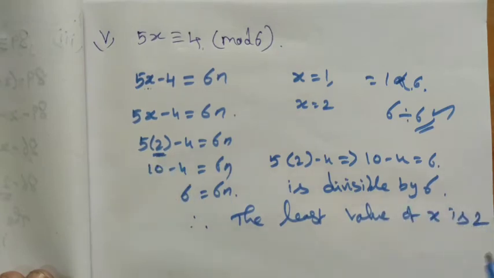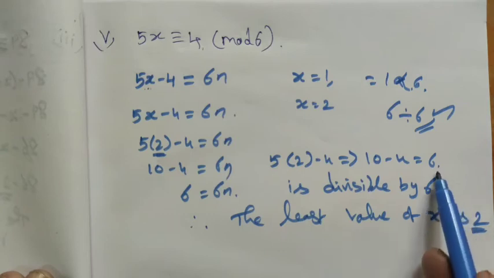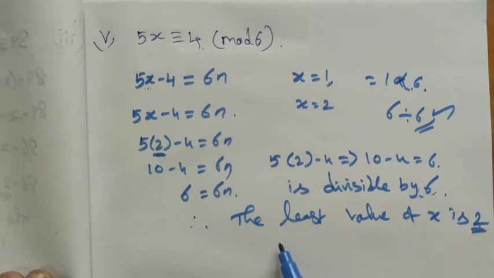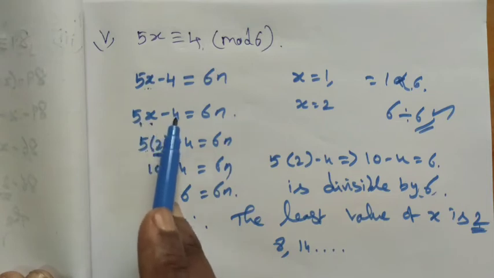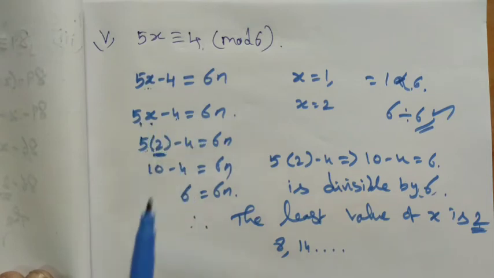Therefore the least positive value of x is 2, right? If you want to find the next digit, meaning after we have found the first one, 2, what is the divisible number? The divisible number should be added to the first number. 2 plus 6 is 8, then 8 plus 6 is 14. These are the next numbers. Now check it. 5 eights are 40, 5 into 8 is 40, minus 4 is 36. So 36 is exactly divisible by 6.